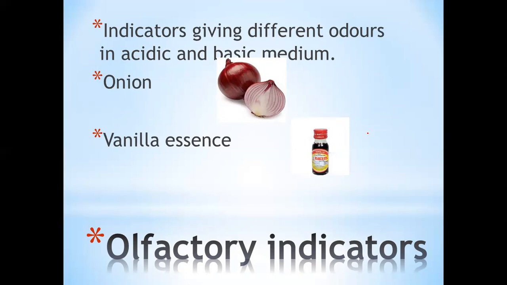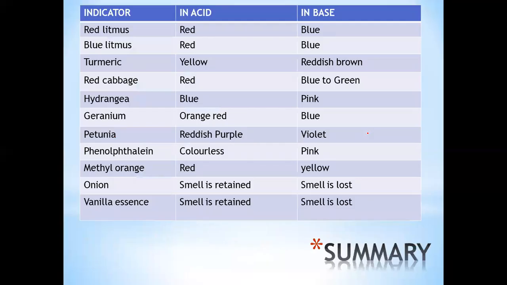Onion retains its smell in acidic medium, but it loses its smell in basic medium. Vanilla essence also retains its smell in acidic medium, but loses it in basic medium. It's a summary of indicators in acidic and basic medium. So note down all the indicators and their color in acidic and basic medium.